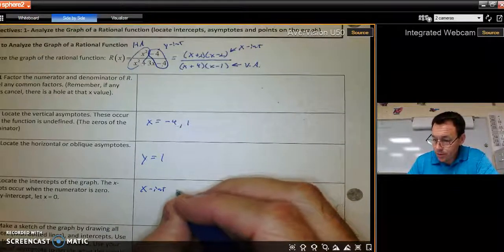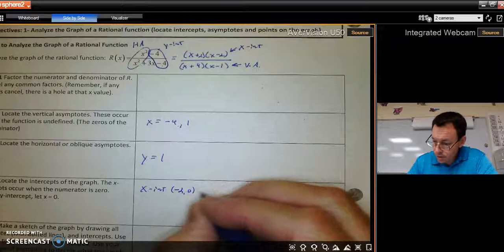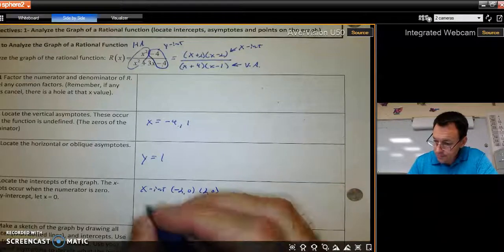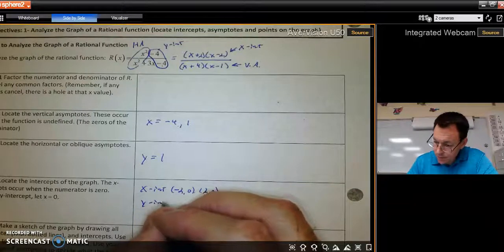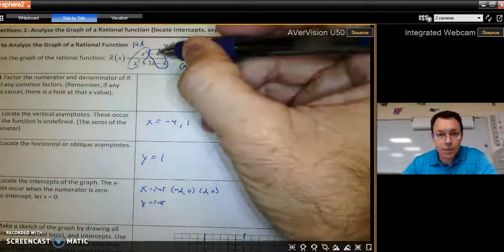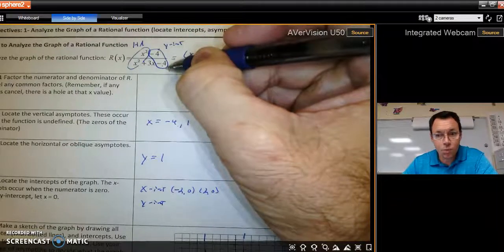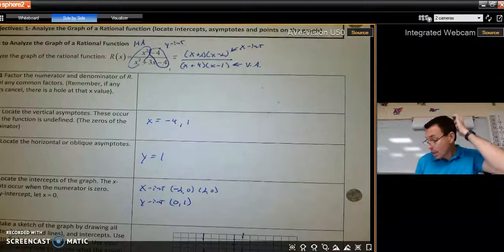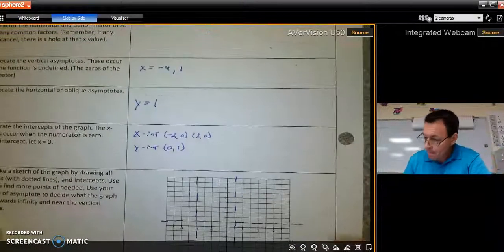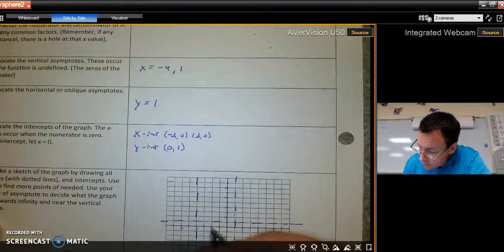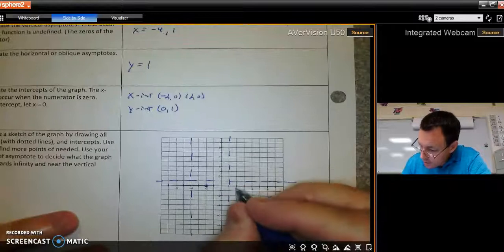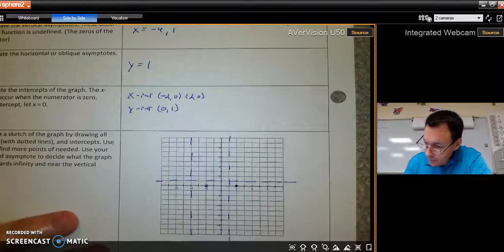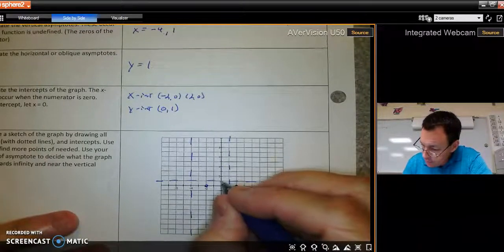So those are points. So (-2, 0) and (2, 0). And the y-intercept is going to be -4 over -4, which would be 1. So that's the point (0, 1). And so now let's plot this. So (-2, 0) down here. (2, 0) is right here, and then (0, 1) is right there. So that's all I got.